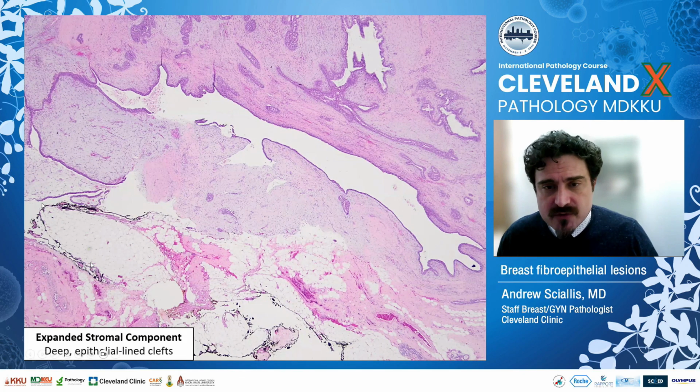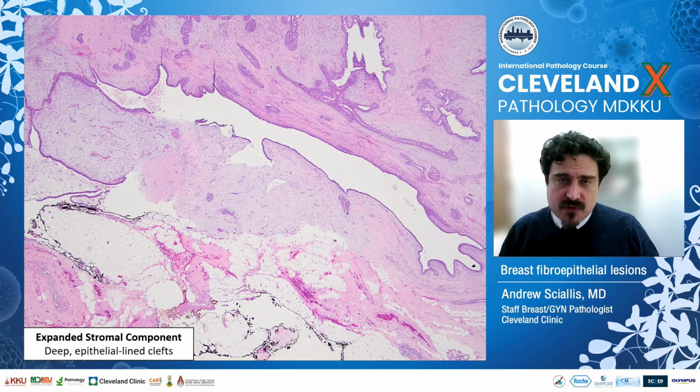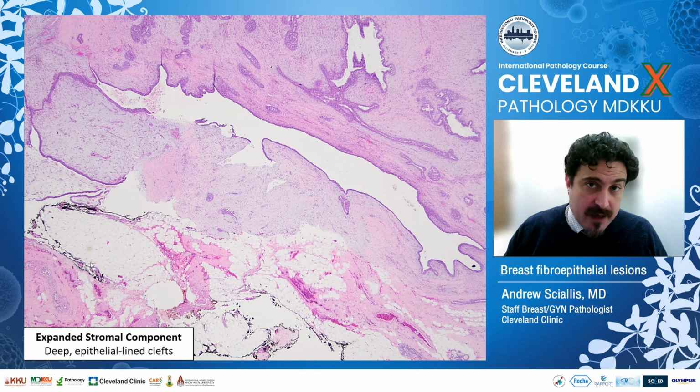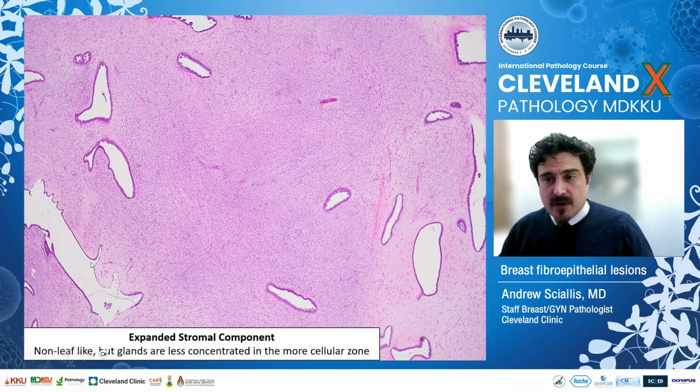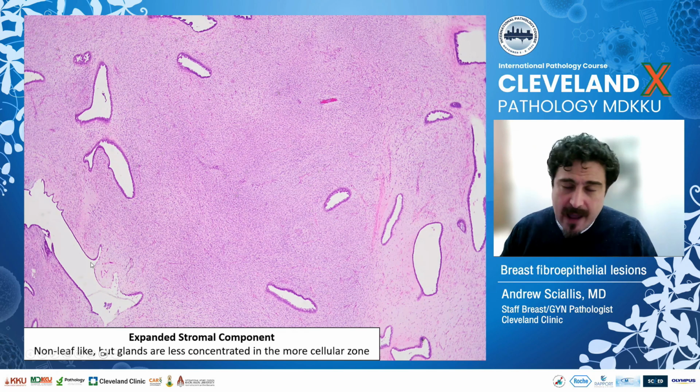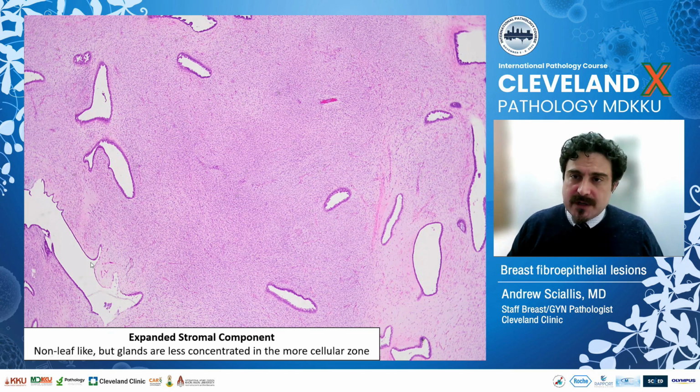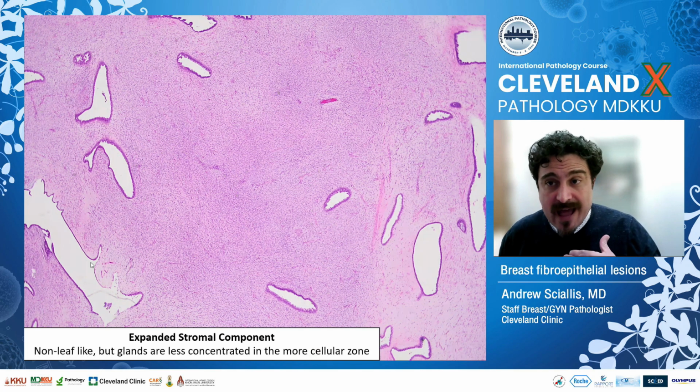Along with the expanded stromal component, although we don't have a well-developed leaf here, something had to have happened in the stromal component in order to make such a big, deep-lined cleft. So at some point, this thing developed more of a stromal proliferation relative to the glands. Expanded stromal component. There are no leaf-like areas in this example, but the glands are less concentrated in the middle of these otherwise more normal zones, and there's more stromal cellularity. So something is happening here in which the stromal component is a little bit off kilter, growing faster than the epithelial component.